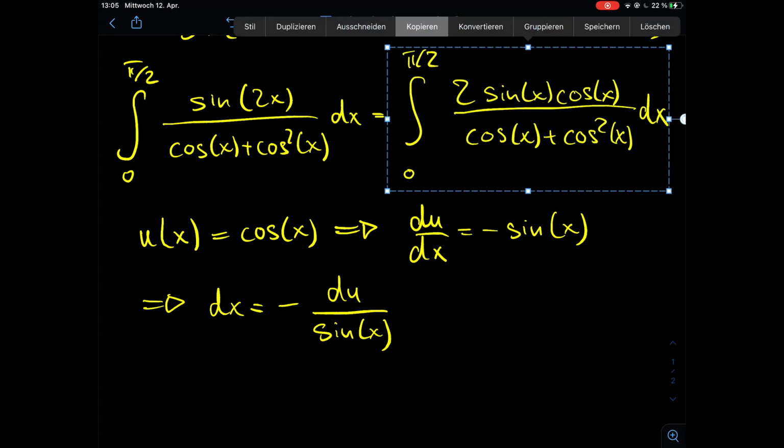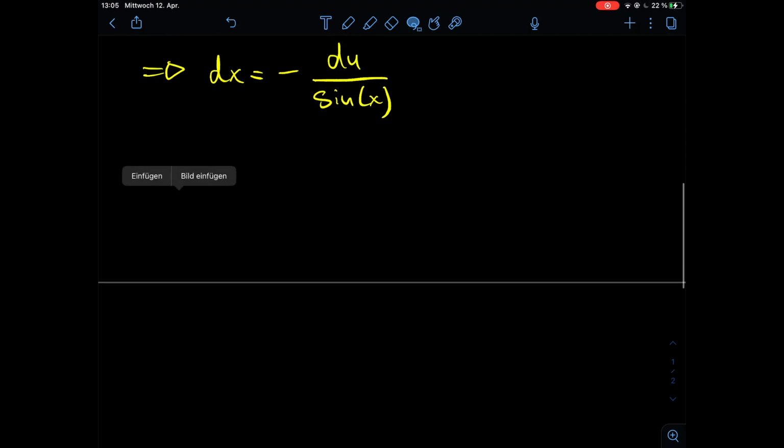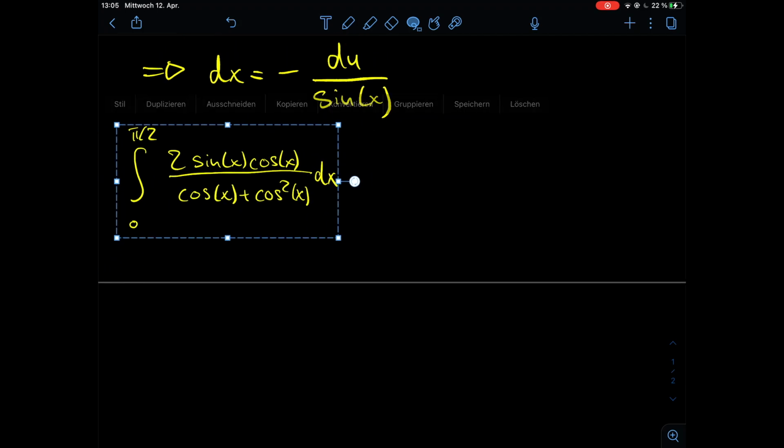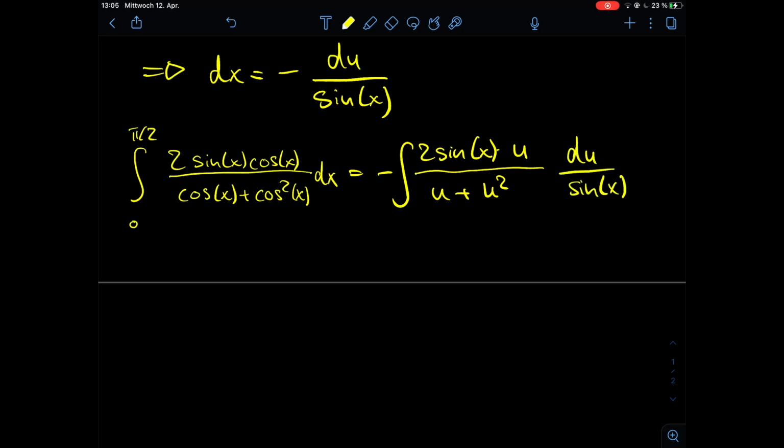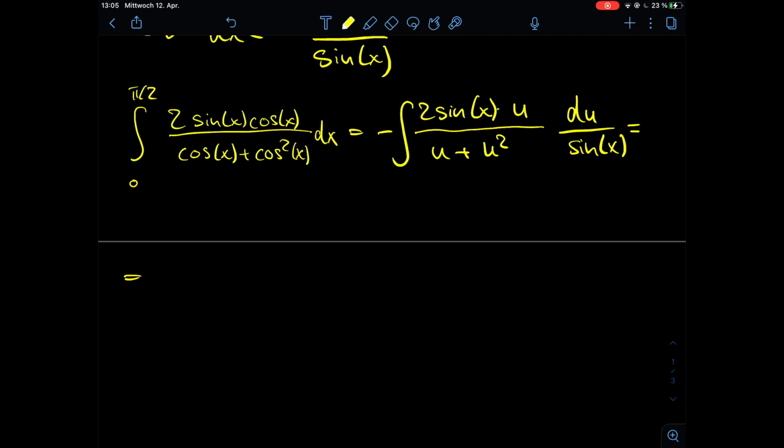So let's copy this integral and put it down here like this. So now we have minus, because we have minus du over sine of x, then we stay with the fraction, and we have 2 times sine of x times u divided by u plus u squared, du over sine of x. So you see the sines cancel each other out, because we have a sine in the denominator and a sine in the numerator.